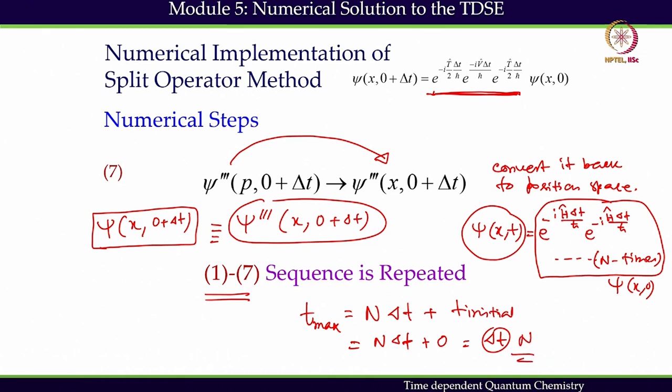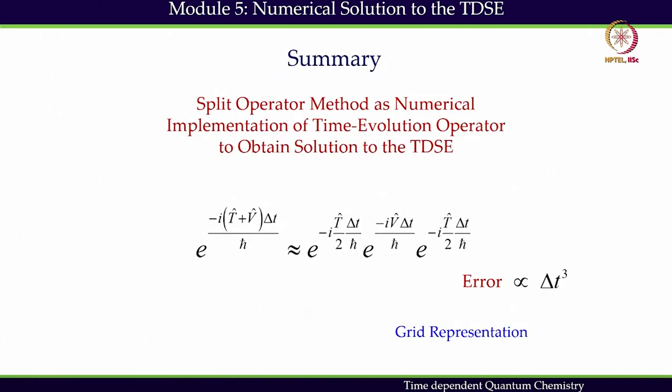We have come to the end of this module. In this module we have presented the numerical implementation, how numerically one can solve the TDSE, and what approach one should use. One should use grid representation. This is not the only way one can get the numerical solution of the TDSE, but it is one efficient, very frequently used way. And what we have shown is that the split operator approach can be very useful.